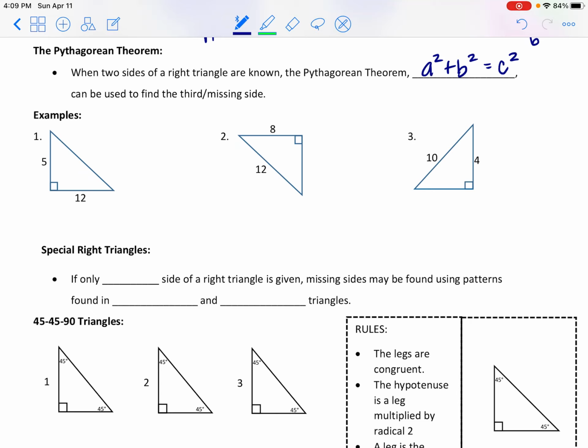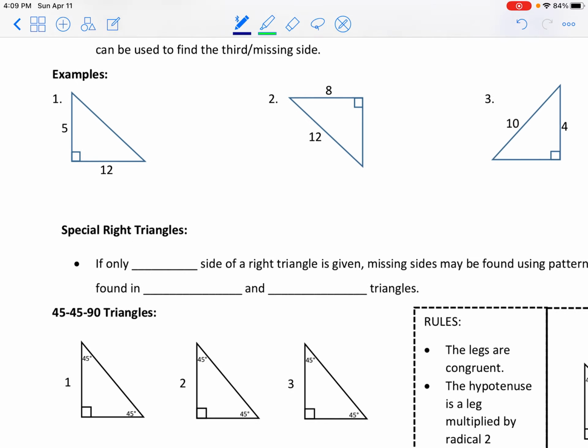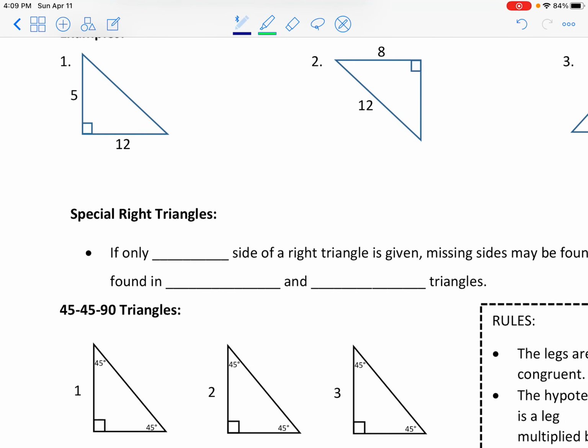Okay, so for example, in triangle 1 here, we have the legs of our right triangle, so we could call this side A and we could call this side B, or vice versa, but the unknown side is our hypotenuse, so C. So if we were to plug into our formula, we would say that a squared plus b squared equals c squared. So in this case, 5 squared plus 12 squared has to equal c squared, since c is still a variable, still unknown.